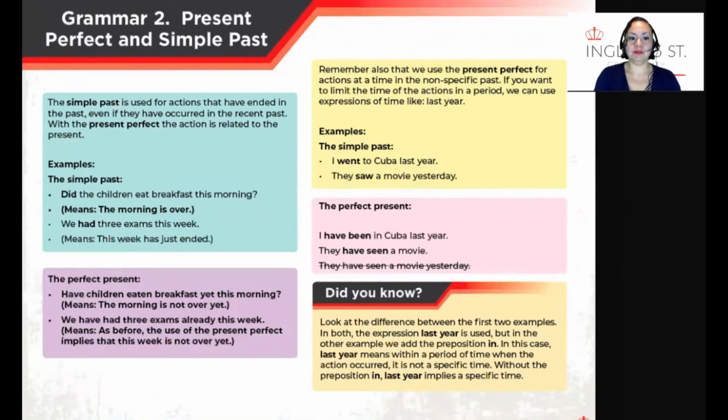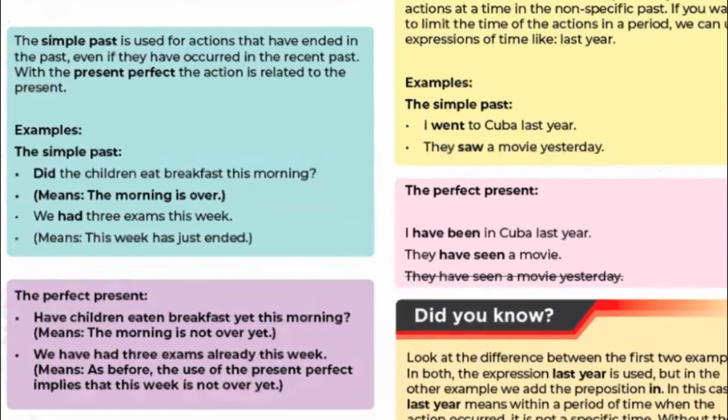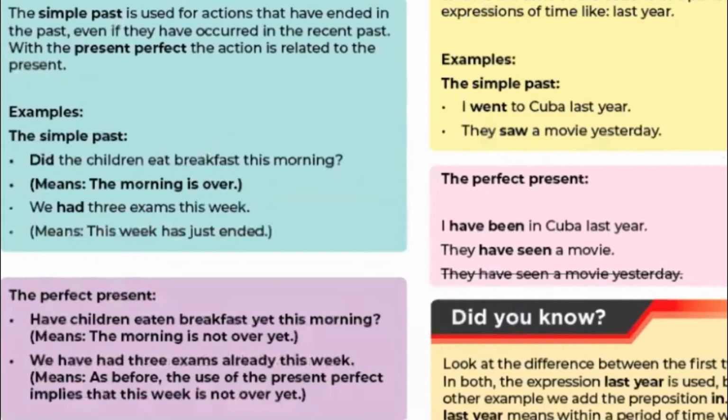Continue, Roman. The present perfect, sorry. Have the children eaten breakfast yet this morning? Means the morning is not over yet. We have had 3 exams already this week. Means, as before, the use of the present perfect implies that this week is not over yet.